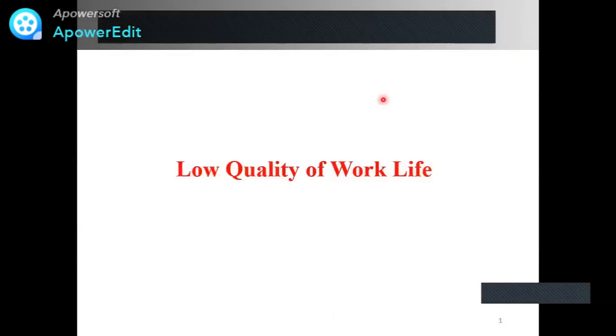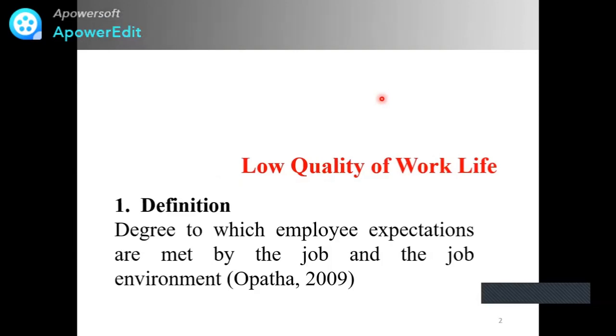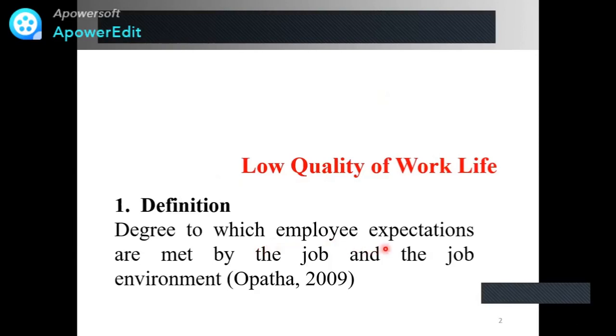Then the third hazard, low quality of work life. Quality of work life is the level of enjoyment in a person's life. According to Upadhyaya, the quality of work life is the degree to which employee expectations are met by the job and the job environment.